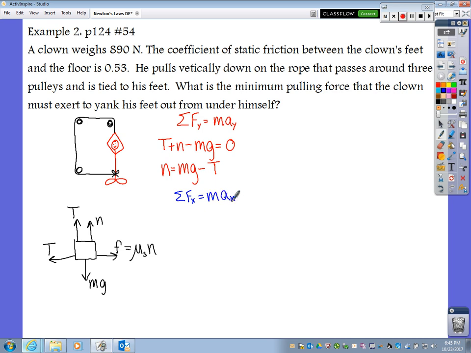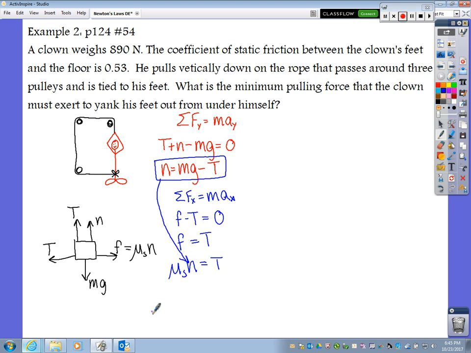In X we've got friction minus tension equals the acceleration. Just before he starts slipping, this is 0. So just when he's in equilibrium, just before he starts slipping, friction equals the tension. And the friction is mu static times normal force. That equals tension. And I solved for the normal force up here. I'm going to take this and substitute that in for the normal force.